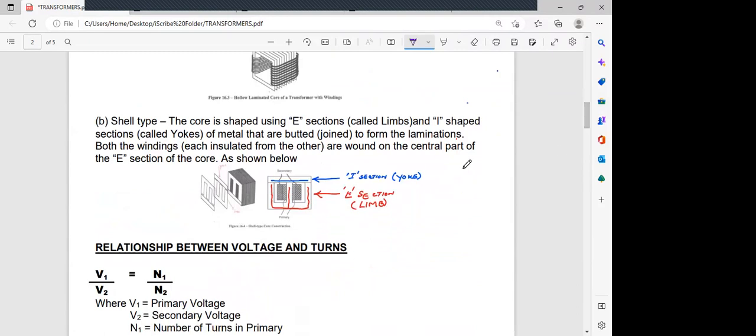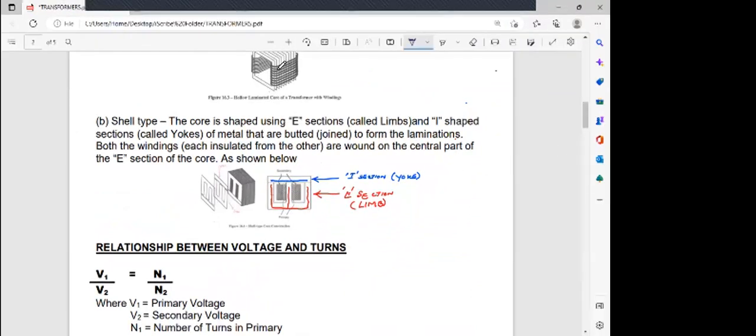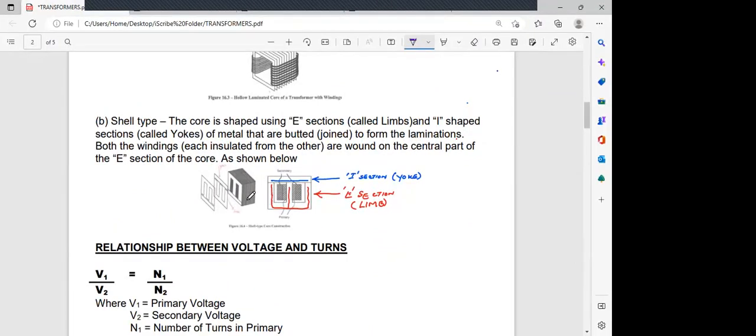What about the shell type? Again, you're going to have several of those slices. So a block is sliced up, as you can see here. But it is sliced up in such a way that you have I sections and E sections. The I section is called a yoke. The E section is called a limb. So several I's and several E's make up this particular thing called the shell type.